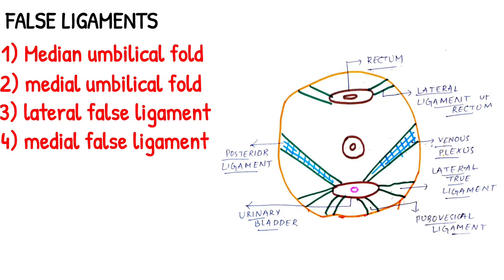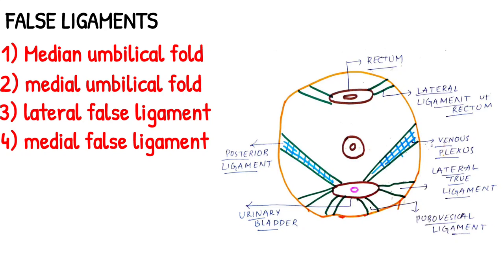Okay, then coming to false ligaments. The false ligaments are mere peritoneal folds. They are formed of peritoneum and they are just folds of the peritoneum. Therefore, they do not provide major structural support to the urinary bladder. But since they are related to the urinary bladder, we study these ligaments under the urinary bladder.